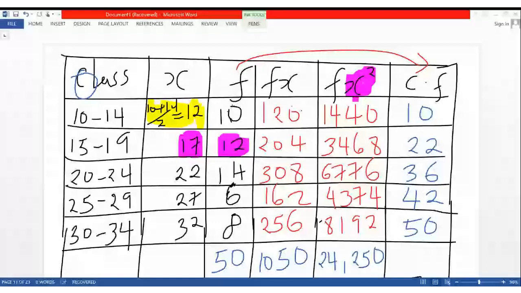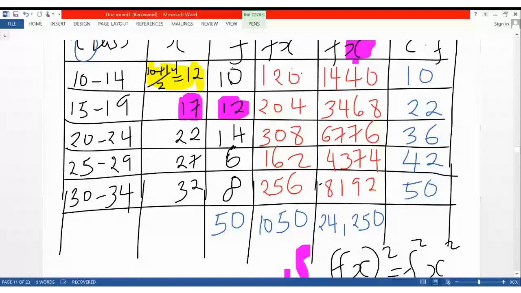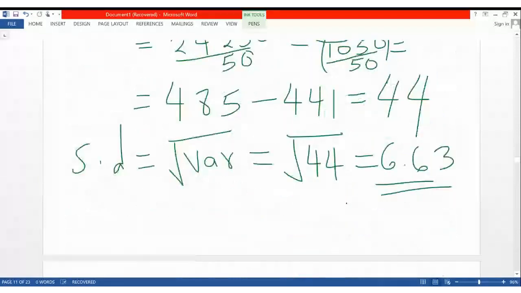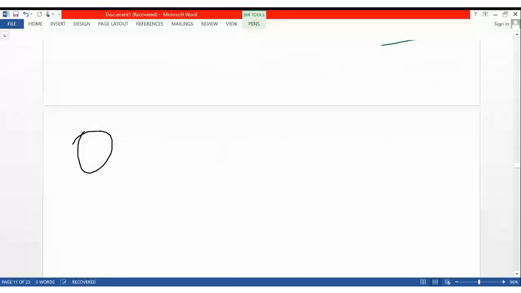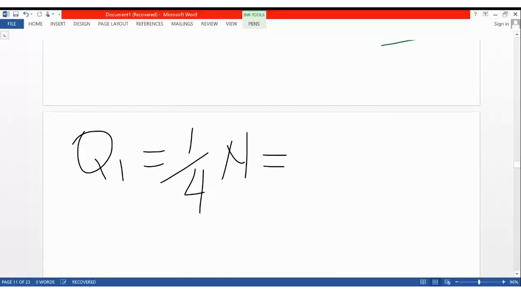Let's now go to the cumulative frequency to assist us to get Q1. So remember the formula for median. The notes are there, and you have the video. So we say that Q1 is always a quarter of n. Our n is 50, remember? So a quarter of that 50, divided by 4, is 12.5.